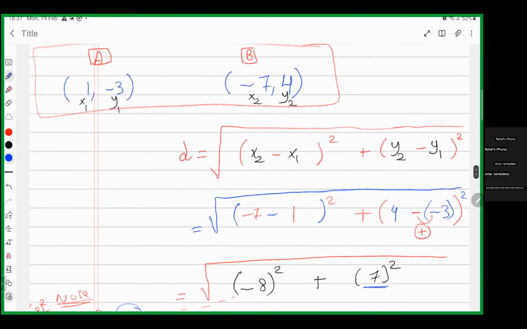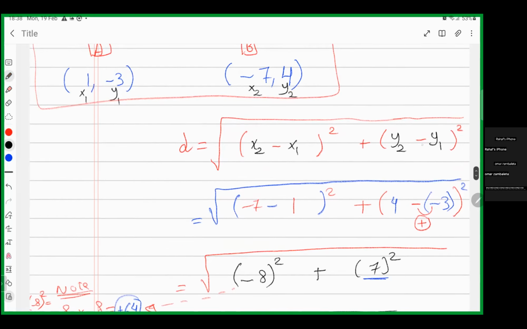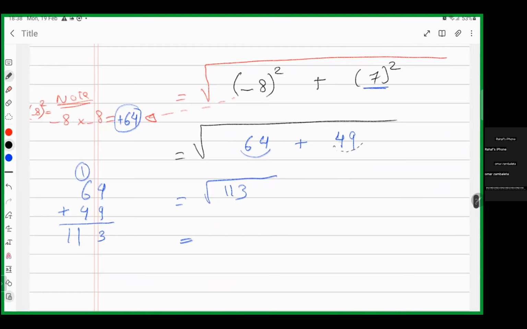y2 minus y1. What is y2? 4. 4 minus negative 3, all to the power 2. Negative and negative makes a positive, plus. So 4 plus 3 is what? Here is 4 plus 3, correct? Yes. We said 4 minus negative 3, and the minus of the coordinate makes it a plus. So 4 plus 3 is 7. 7 to the power 2 is 49. Add 64 plus 49. 113. Okay, thank you. Very good.